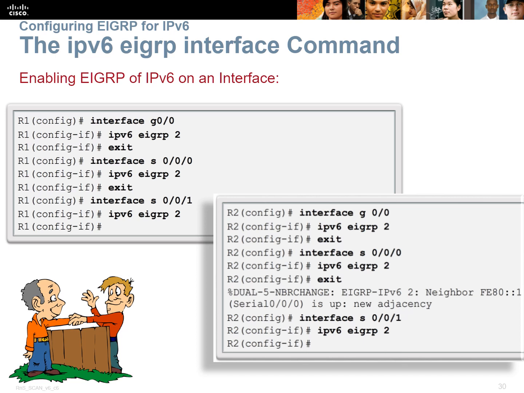Now, just like RIP, in RIP for IPv4, we have network statements. In RIP for IPv6, we put those commands on the interfaces. Exactly the same for EIGRP. EIGRP for IPv4, we have network statements. EIGRP for IPv6, the commands go on the interface. So ipv6 eigrp and the autonomous system number. In this example, it's just the number 2. And that's it. That's all you have to do. So you've got to remember: IPv4, network statements; IPv6, commands on the interfaces.